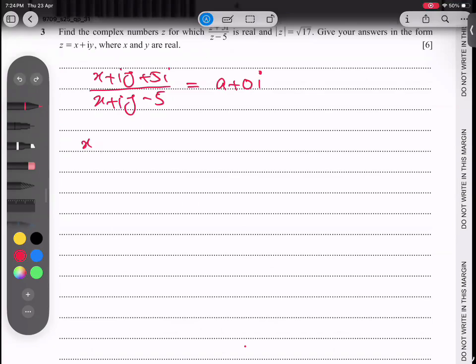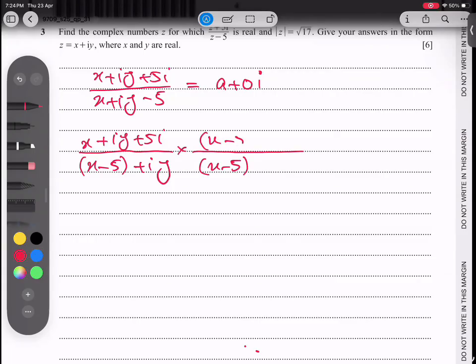The rationalization process is first to rearrange, especially the denominator. The upper part is not a problem, I'm leaving it as it is. The down part I'm rationalizing, but first I'm arranging the real part separate and the complex part separate. So x minus 5 and x minus 5 minus iota y and minus iota y equals a plus 0 iota.